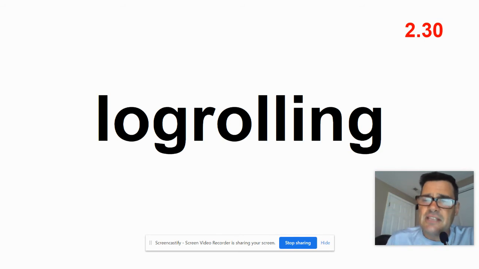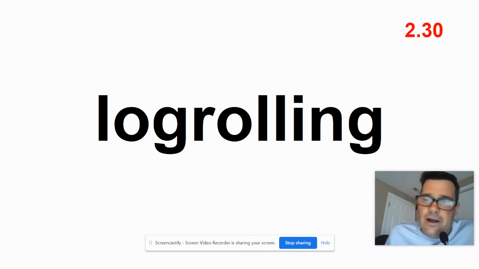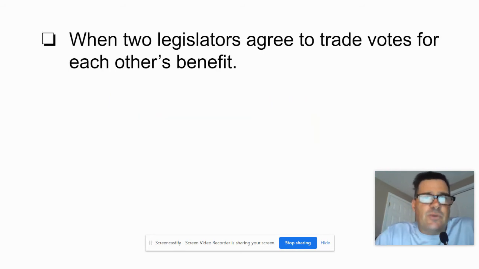We've got two other things here that are related to budgets being passed, but they're kind of old terms. 2.30, logrolling. So, how do you get a budget passed? Well, there's this old thing called logrolling, and let's see what that is really quickly. It's when two legislators agree to trade votes for each other's benefits. So, hey, I'll vote for your bill if you vote for mine. And then in the budget, it was like, well, I'll vote for the budget if you put in money for my district. That's kind of the way it works.